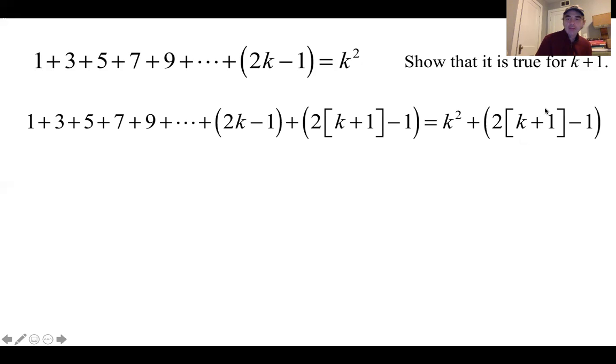So notice what I have here. On the left side, 2 times k plus 1 minus 1. On the right side, 2 times k plus 1 minus 1. Great. Now the question is the right-hand side, k plus 1 squared, right? Replace k with k plus 1, the right side would have to be k plus 1 squared. If we do algebraic simplification, do we get that?